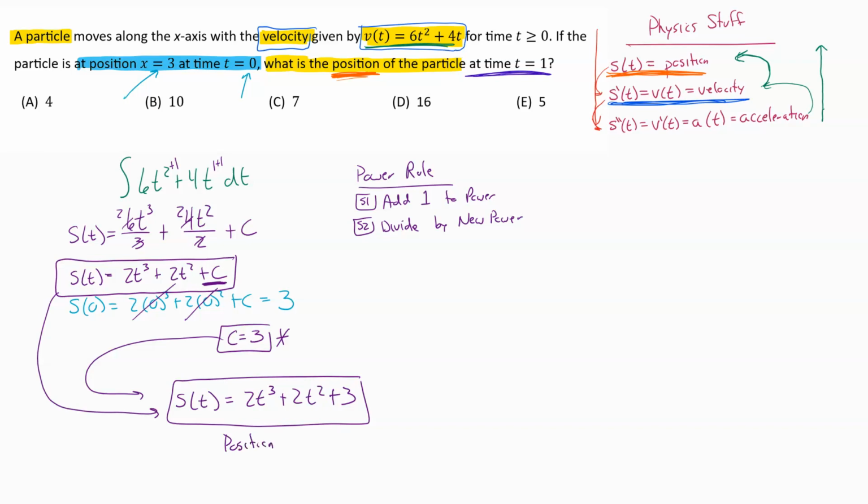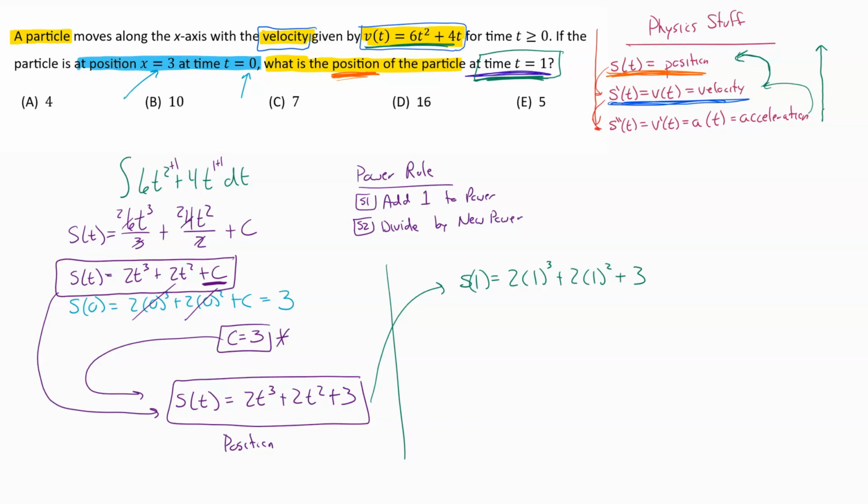Now that we've got the actual position function, we can come back through and find out what's happening at the time they care about, what's happening at t equals 1. So I take that position function and I'm going to plug 1 into it. So I want s of 1. So 2 times 1 to the third plus 2 times 1 squared, and then all of that is plus 3.